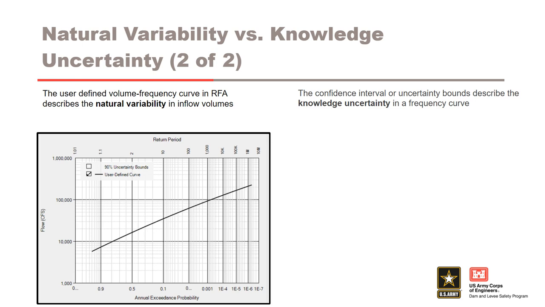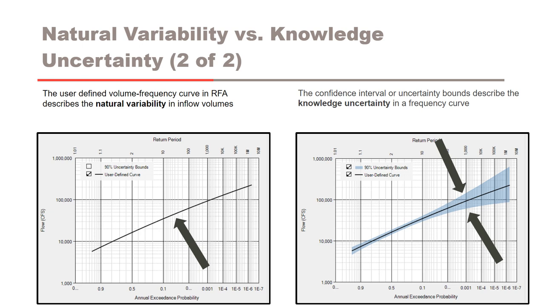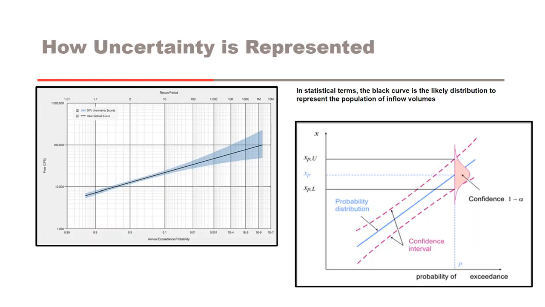Let's look at one more example of the two types of uncertainty accounted for in RFA. The user-defined volume frequency curve used in RFA describes the natural variability of inflow volumes. The confidence interval or uncertainty bounds describe the knowledge uncertainty in a frequency curve. Before we move on, I want to define how uncertainty is represented in the plots we use.